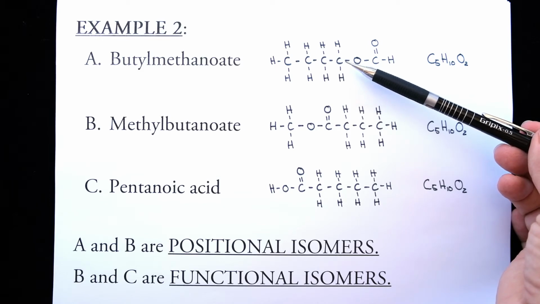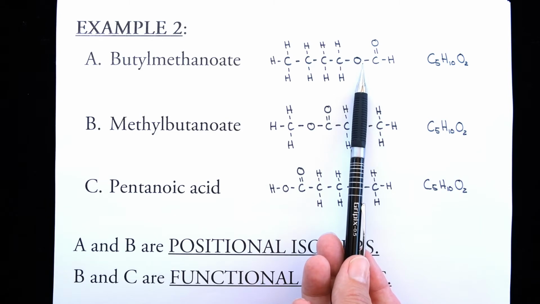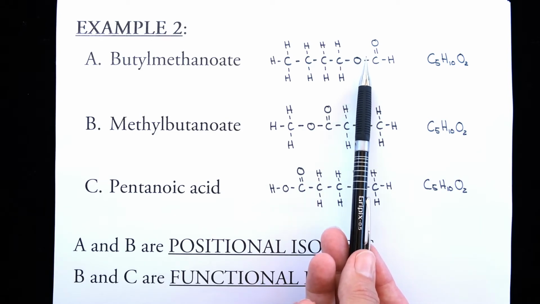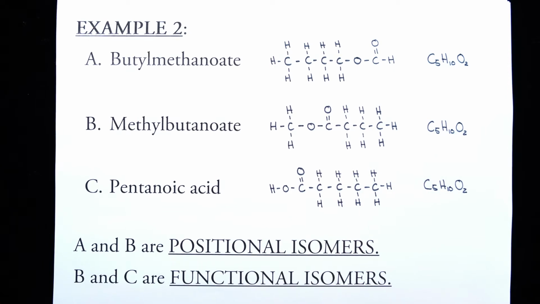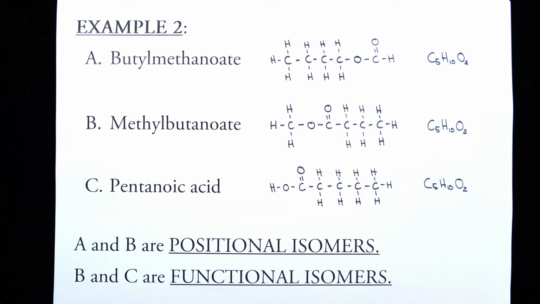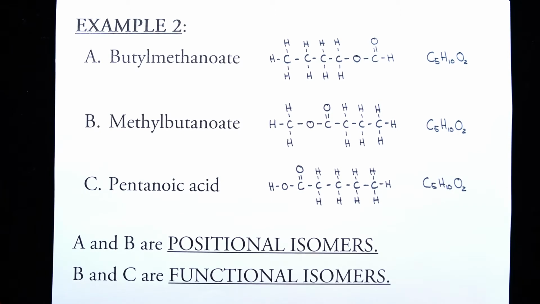The alcohol gives the first part of the name. So all of this from the left to there is from the alcohol. So it was butanol reacting with methanoic acid. So the name is butyl methanoate. The second one, methyl butanoate, that would have come from methanol and butanoic acid.